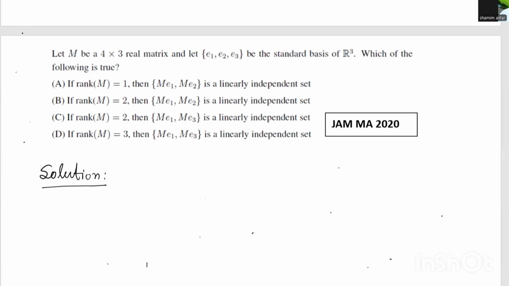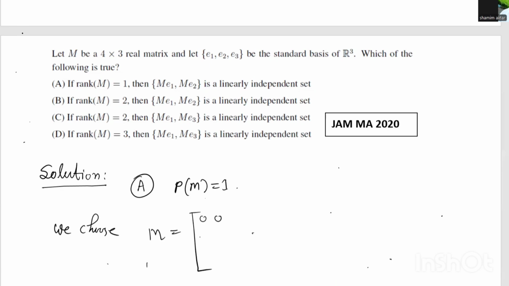First option: rank of M is equal to 1. We choose M equal to the matrix with rows 0 0 0, 0 1 0, 0 0 0, 0 0 0. This is a 4 cross 3 matrix with rank 1.